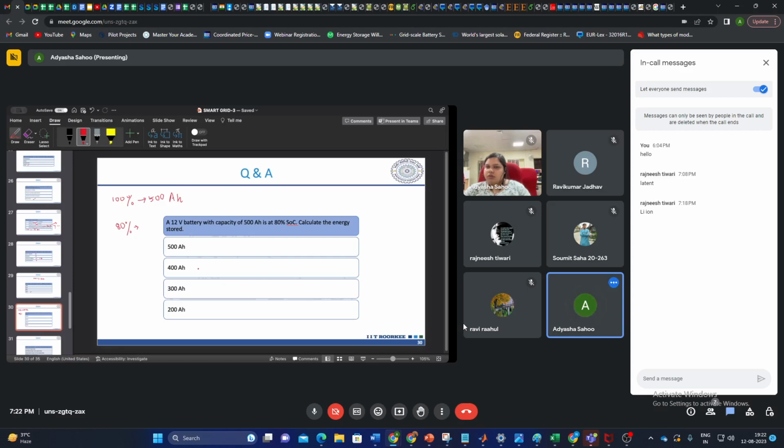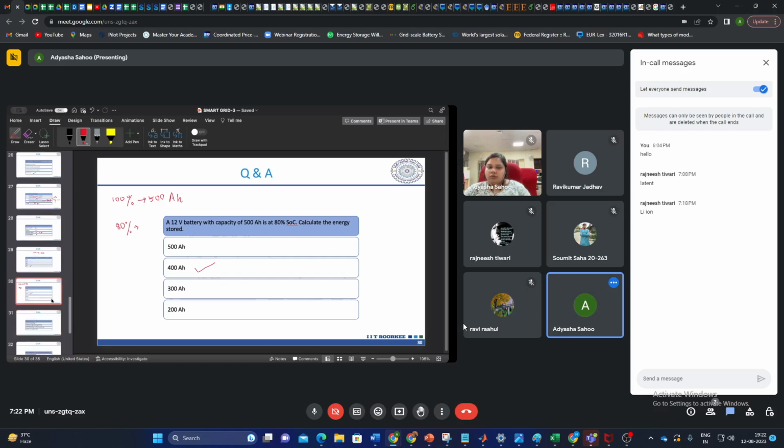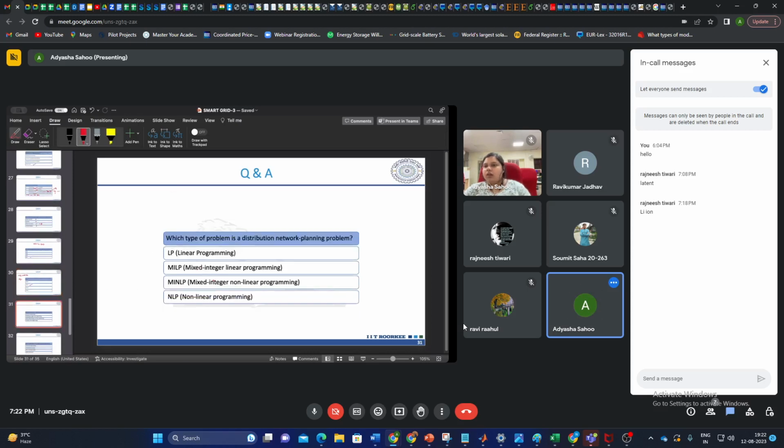This will be 400 ampere hour. Then coming up, which type of problem is a distribution network planning problem? Linear programming, mixed integer linear programming, mixed integer nonlinear programming, or nonlinear programming. So these are types of classical mathematical optimization technique, right?